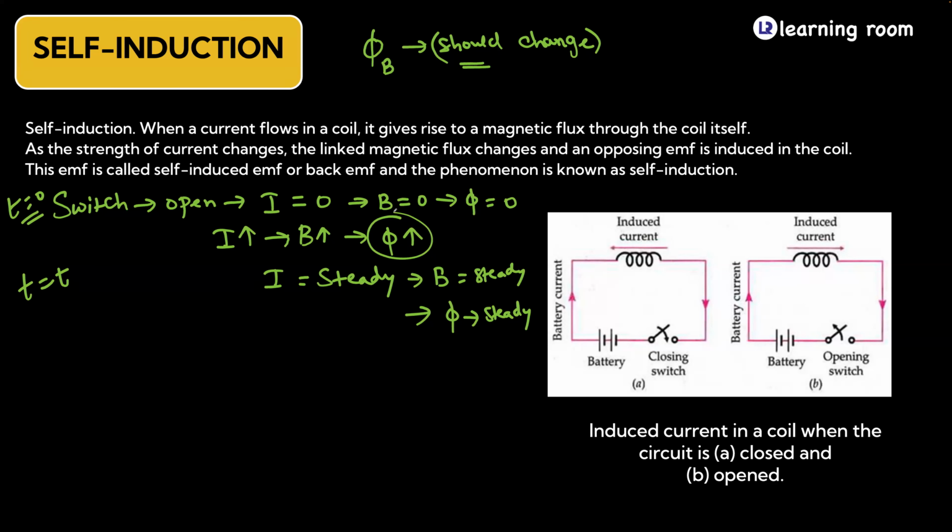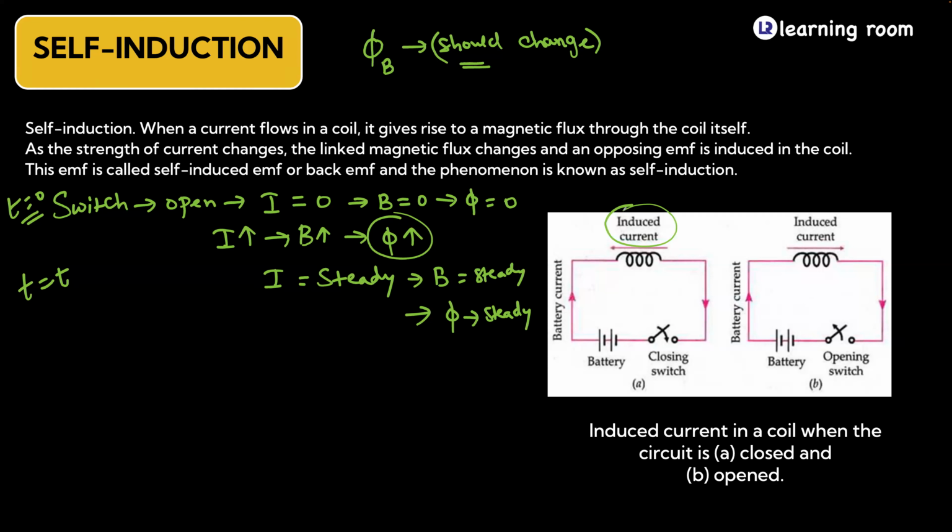Tell me the sequence. When you close the switch, magnetic field is increasing, flux is increasing. When flux is increasing, according to Lenz's law, the current will get induced in such a way that it will try to decrease the flux. So who is the reason for flux to increase? It is the current. So if the current in this circuit after you close it is flowing in the clockwise direction, the induced current will be in such a way that it will try to decrease it. So the induced current in this scenario is supposed to be in the anti-clockwise direction.